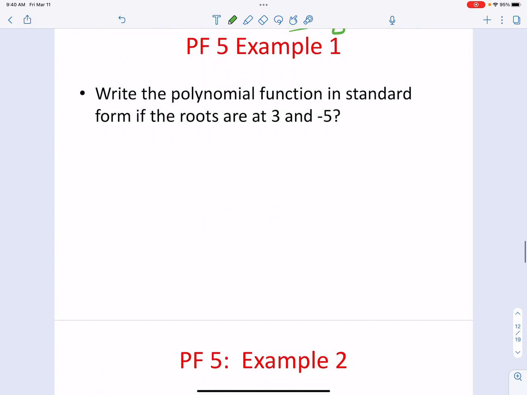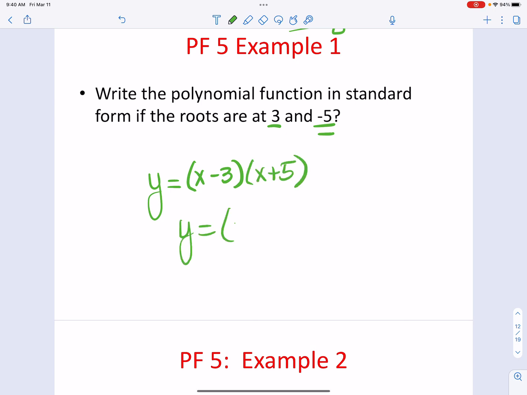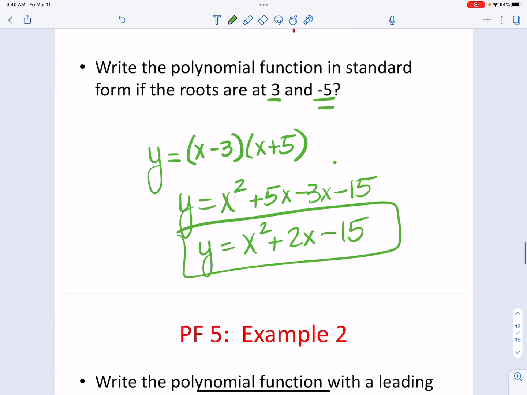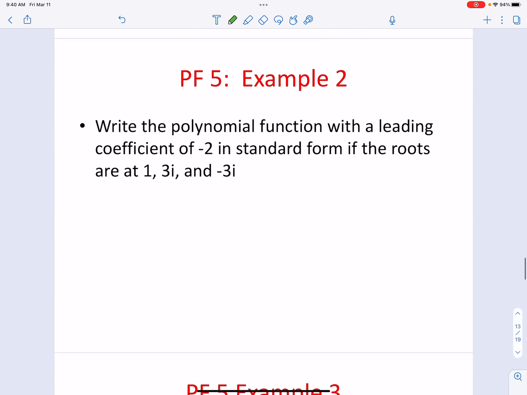Okay, example 1 on PF1, it's saying write a polynomial function. This is ones we've already done. This was on our last test. In standard form, so this would be x minus 3 and x plus 5. It wants it in standard form, so we multiplied it out. So x squared plus 5x minus 3x minus 15. So my answer is y equals x squared plus 2x minus 15. Okay, so that was what we've already done.